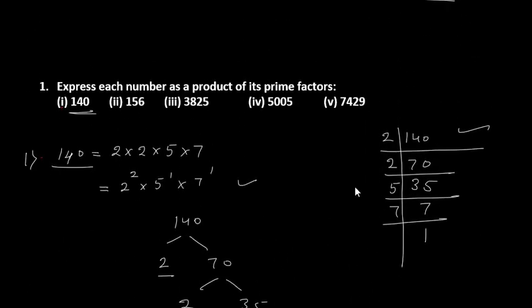It is 7429. Now 7429, with 3: 7 plus 4 is 11, plus 2 is 13, plus 9 is 22. It is not divisible by 3, it is not divisible by 5. With 7, 7 in the 7, 7 6s are 42, 8, it is not divisible by 7. With 11, so 7 plus 2 is 9, 9 plus 4 is 13. Now the difference is not 11, it is not divisible by 11.